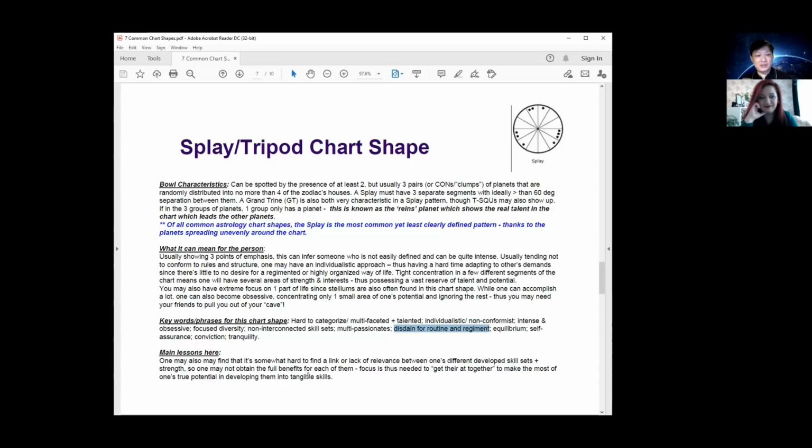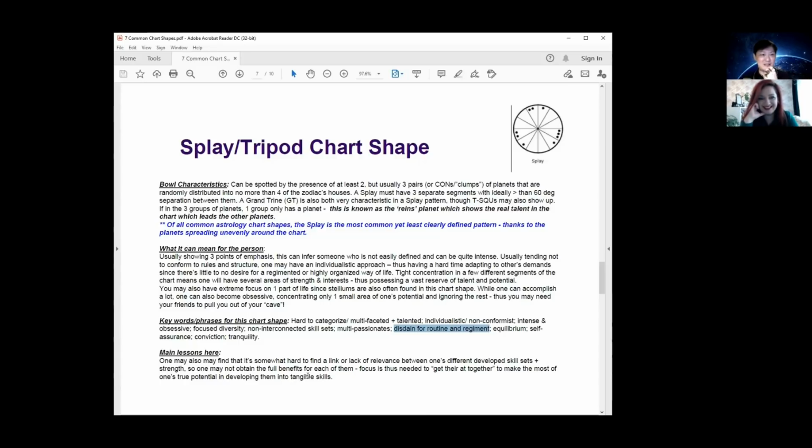And so it's really for them to get their act together and make the most of their true potential, and try to connect along the way, whether there's a tangible end result that they're aiming for, and not just disperse everything out and have all these passions, you know what I mean? It's a very Gemini energy as well, now that I think about it.